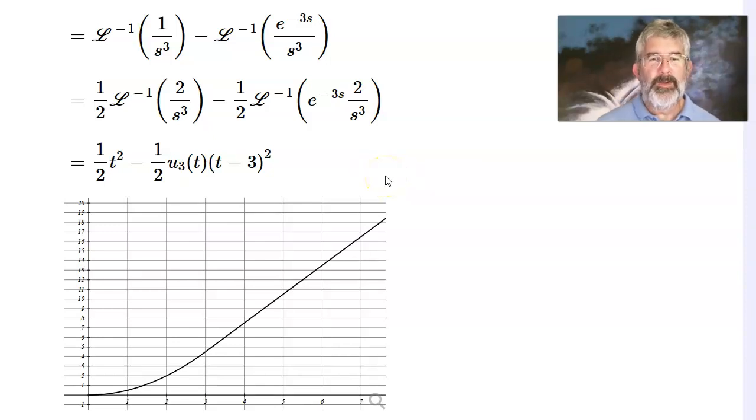So in this video, we saw how shifting the function multiplied the Laplace transform by an exponential. In the next video, we want to look at what happens when you multiply the function by an exponential. It's quite interesting.